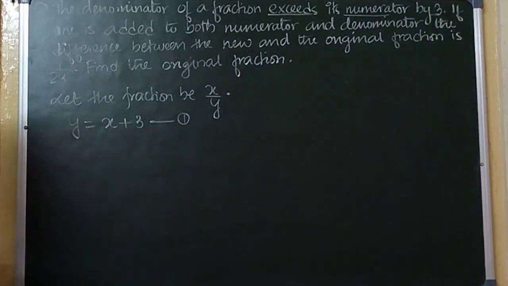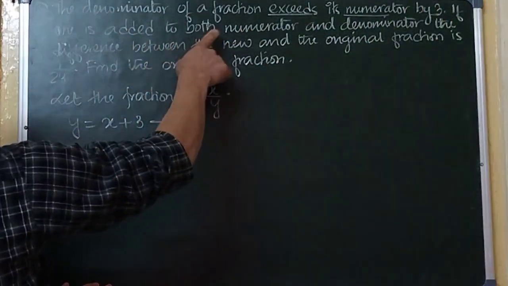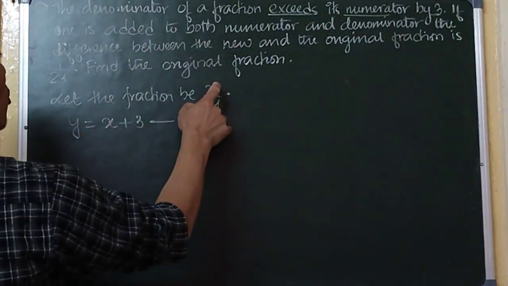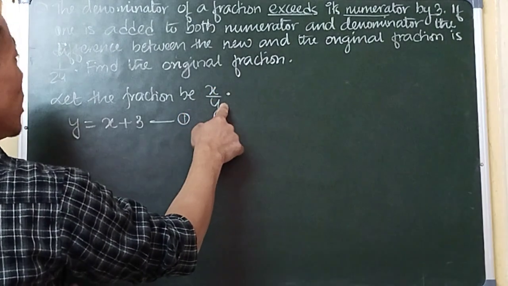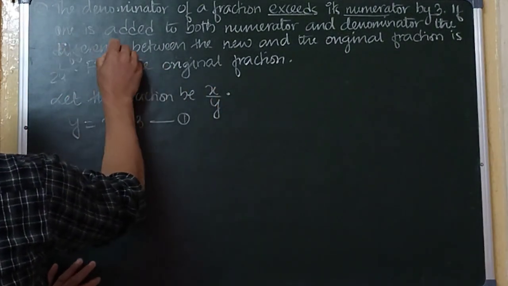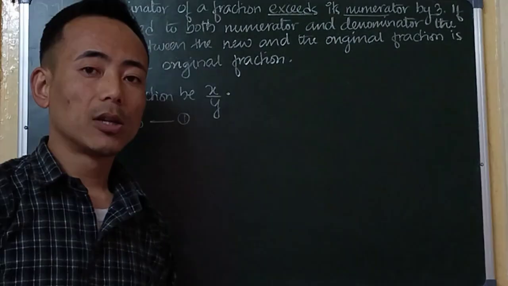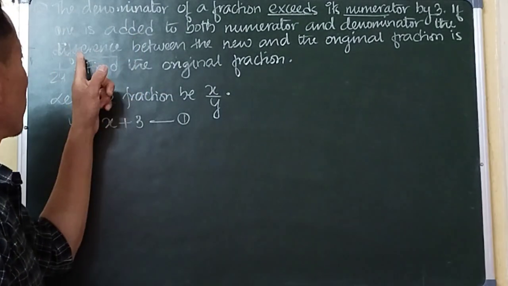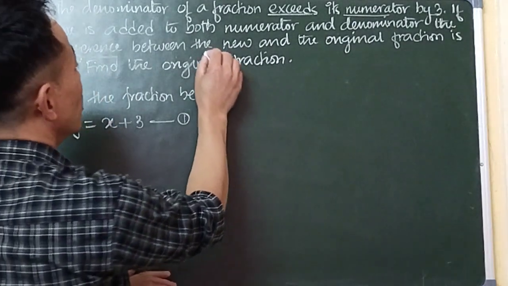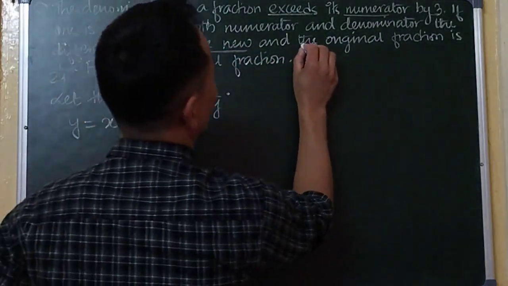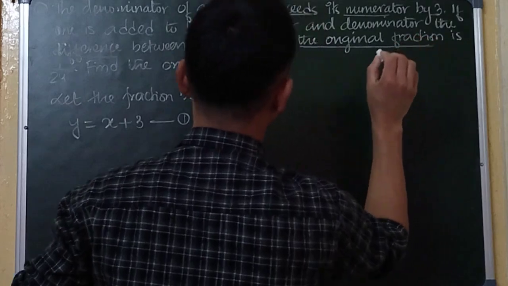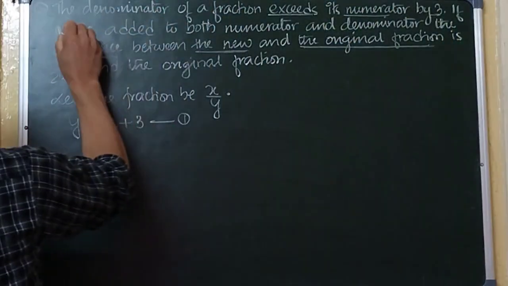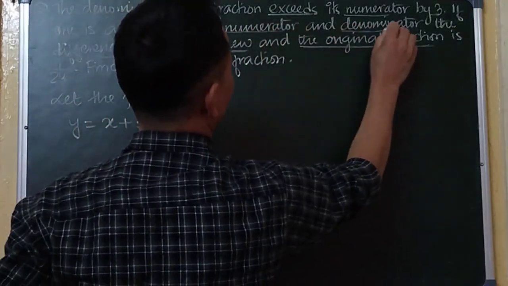Now the second condition says if 1 is added to both the numerator and the denominator, you have to add 1 to both and take the difference. Difference means you have to subtract. In a word problem, the words are very important. You take the difference between the new and the original fraction. So what is the new fraction? The new fraction is the one in which we have added 1 to both numerator and denominator.